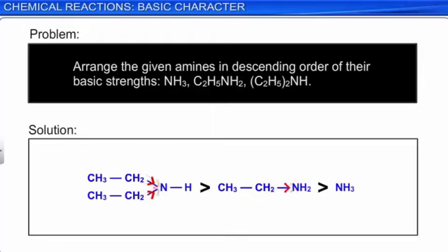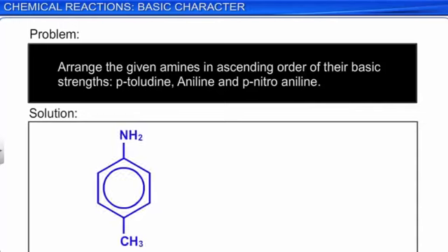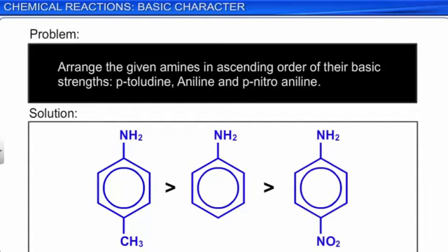Here's another problem. Arrange the given amines in ascending order of their basic strengths. Try to work out the answer yourself before checking the solution. The order of the basic strengths of these amines is para-toluidine is greater than aniline is greater than p-nitroaniline. Here, NO2 has a -I effect and is thus less basic than aniline, while the methyl group has a +I effect and is therefore more basic than aniline.